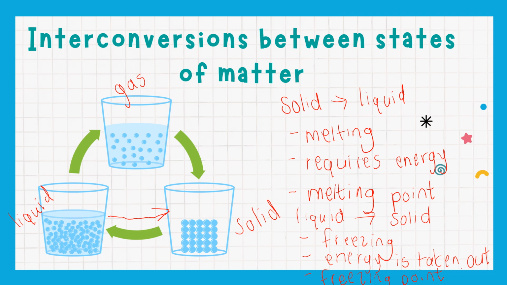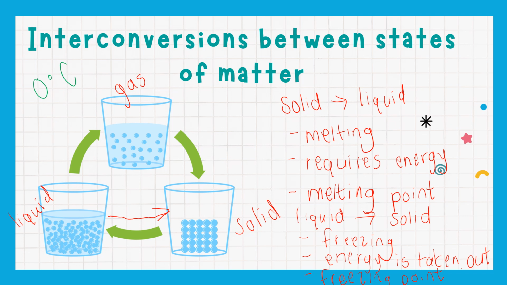Now, what is really interesting is that the melting point and the freezing point of a substance are exactly the same. Now, this can be quite confusing for students, so let's just take a look at water. Pure water has a melting point and a freezing point of 0 degrees Celsius. That means if I heat up solid ice to a temperature of 0 degrees, it will start melting. And if I cool down water in the liquid form down to 0 degrees, it will start freezing.